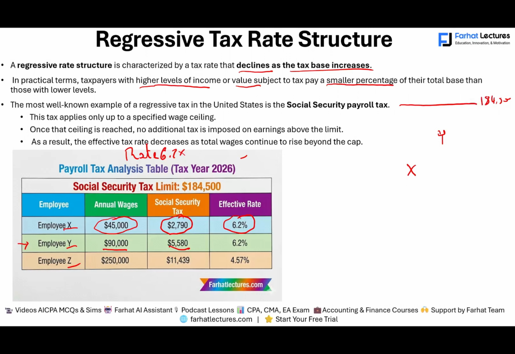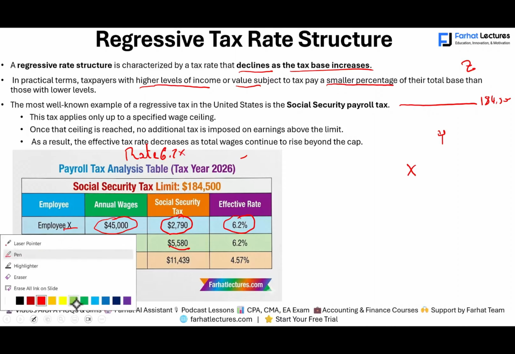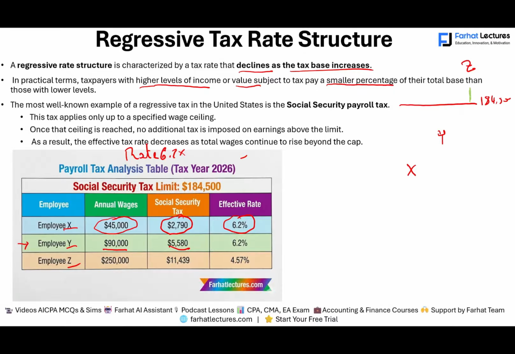Great. Now employee Z. What's special about employee Z? His or her earnings are above the limit. Remember, there's a limit of $184,500 that changes every year. It means employee Z only pays 6.2% on the $184,500. Let's perform this computation: $184,500 times 6.2%, they will pay $11,439 in taxes. This is how much they'll pay, and they will stop.